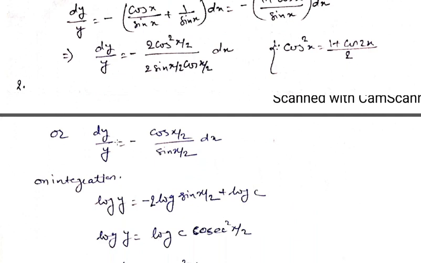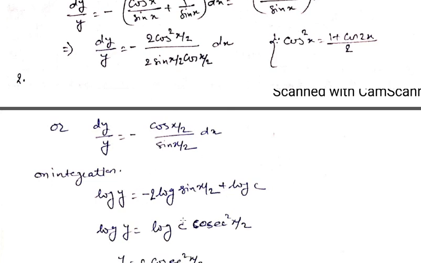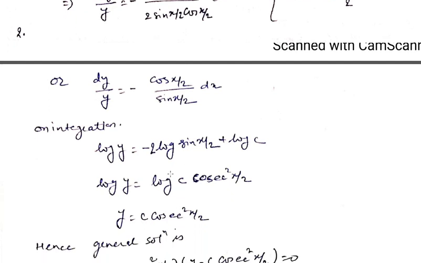Now we will integrate it. So integration of left hand part is log y, and integration of right hand part is minus 2 log sin x by 2 plus log c. Or we can rewrite it as log y is equals to log c into 1 upon sin x by 2 raised to power minus 1.